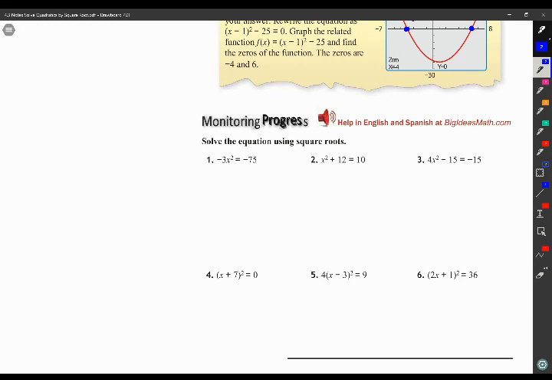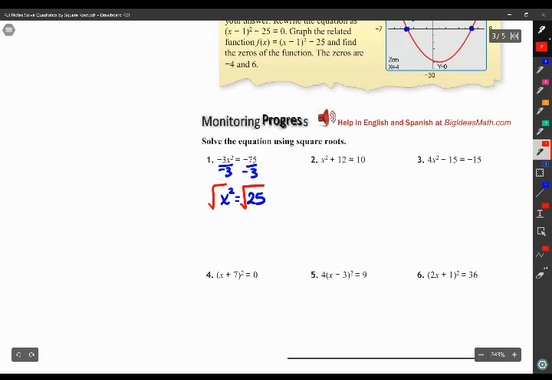So if I was doing this, I would divide both sides by negative 3. So this gives me x squared is equal to positive 25. And then I've isolated the squared term, so I take the square root, and I get x is equal to positive and negative 5. So if I was to put it in the computer, I would have x equals 5, x equals negative 5. From now on, I will just write plus or minus, unless I can go further.